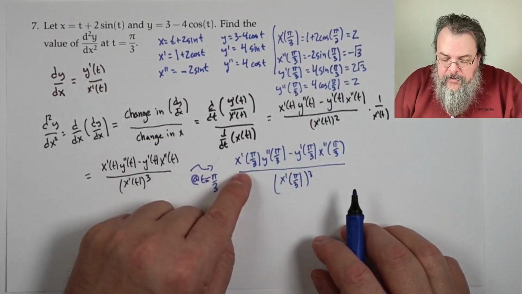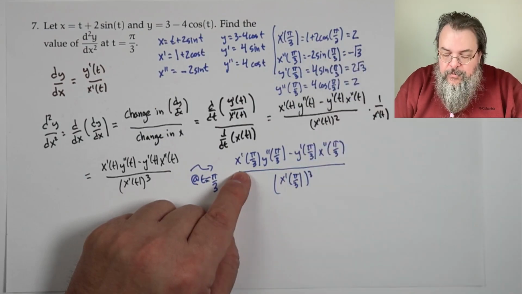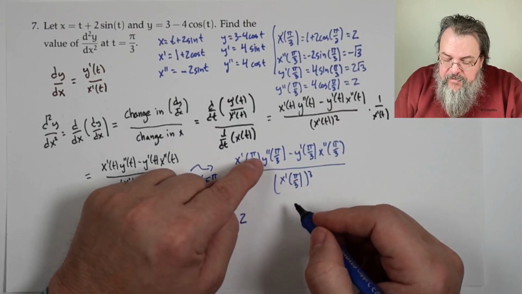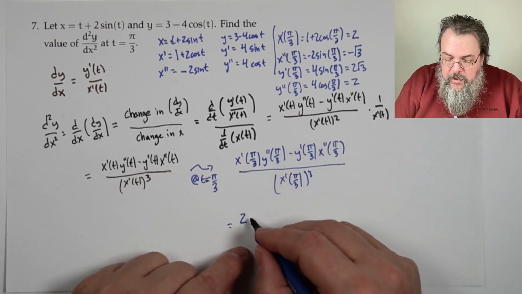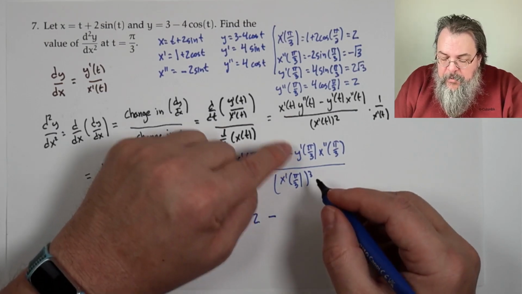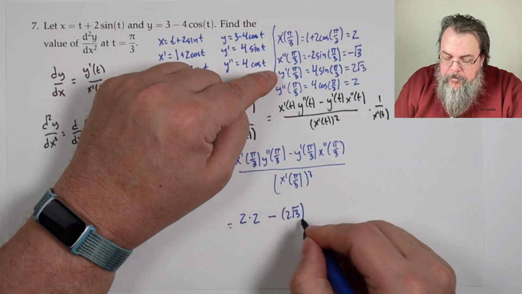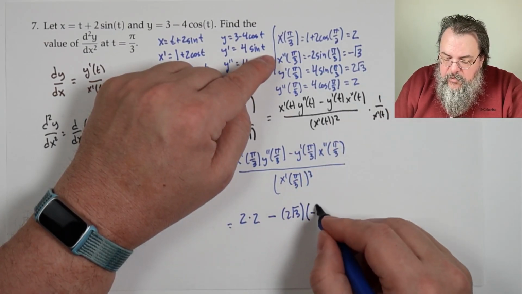So let's read it off. X prime of pi over 3 is 2. So we get 2. Y double prime of pi over 3 is 2. Okay, 2 times 2, minus y prime of pi over 3 is 2 root 3. X double prime of pi over 3 is minus root 3.